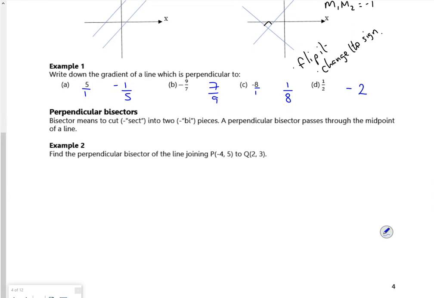With 2 minutes left, am I going to be able to do a perpendicular bisector question? I don't think so, because there's lots of chatter. Right. I'll stop that and we'll start.